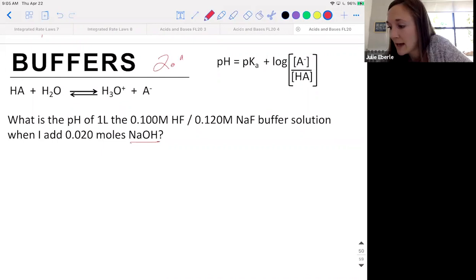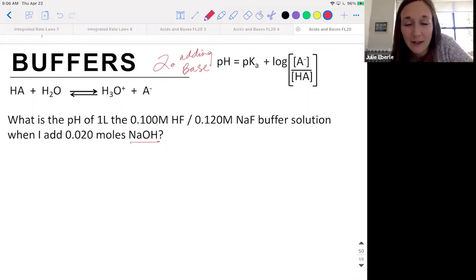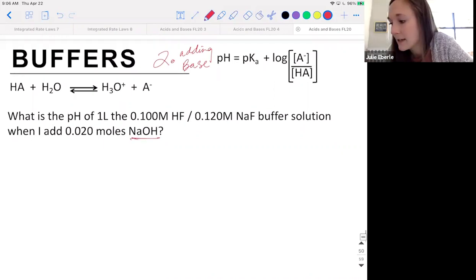Okay, what happens when we're adding base? How do you solve for the pH? How is it affected? Again, buffers resist changes in pH, but it doesn't mean pH stays the exact same. It might be adjusted a little bit. We want to see how good our buffer responded to pH and how well it neutralized anything that was added. Here we're adding 0.02 moles of NaOH.